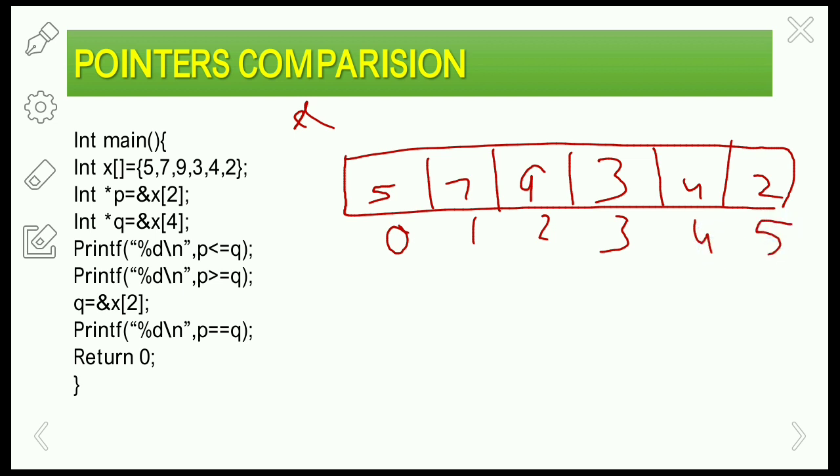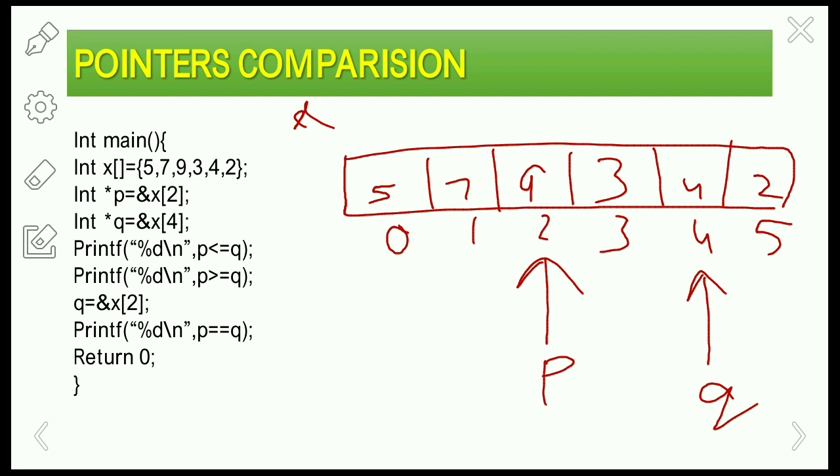We know that if you want to compare two pointers, they both must point to the same array and must be of the same data type. Obviously, if you are pointing to an array, the array consists of values of the same data type. So here I'm taking p equals address of x of 2, so it will point to the pointer p, and q equals address of x of 4. So x of 4 is this one, so it will point to the 4.